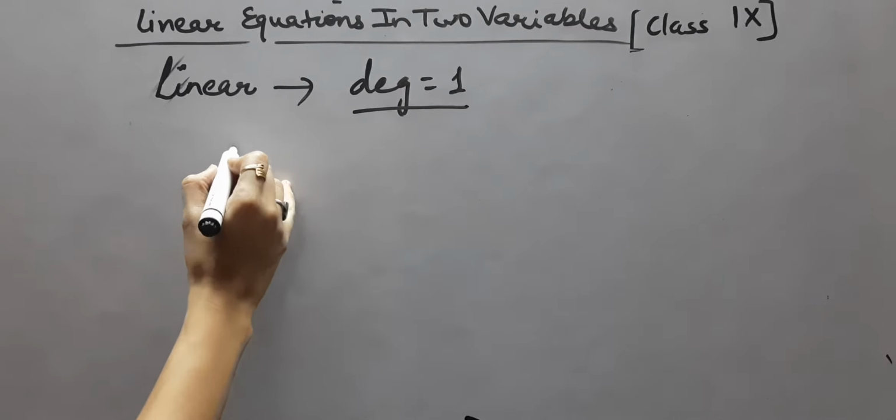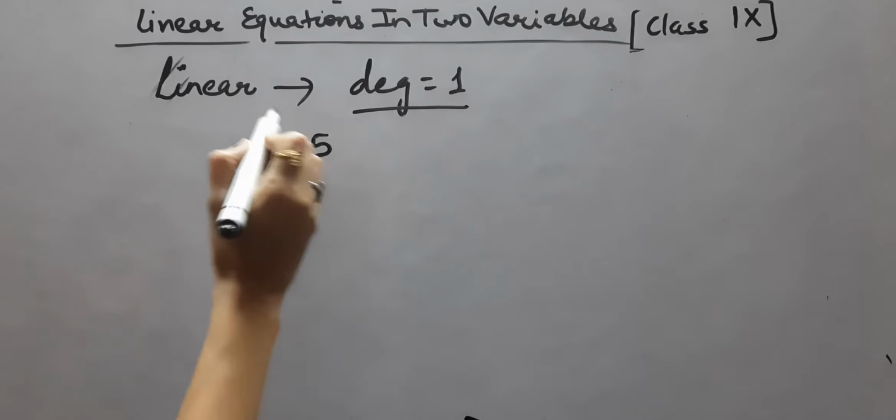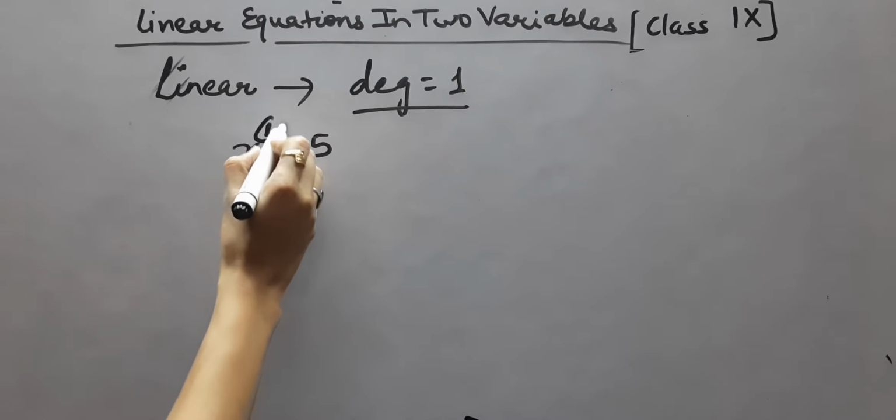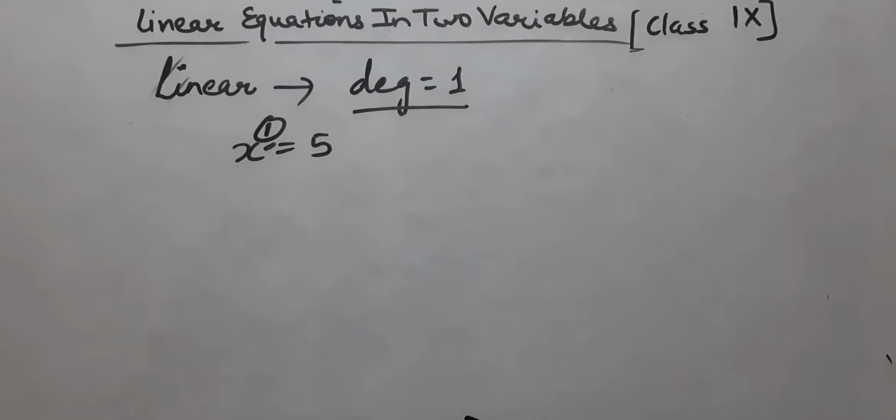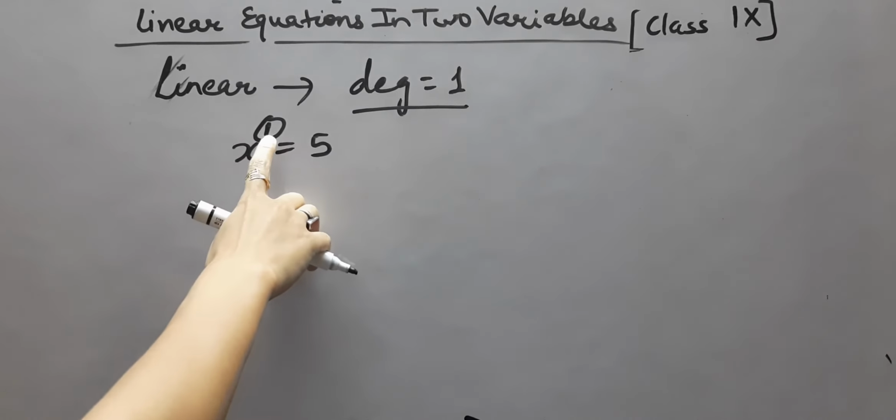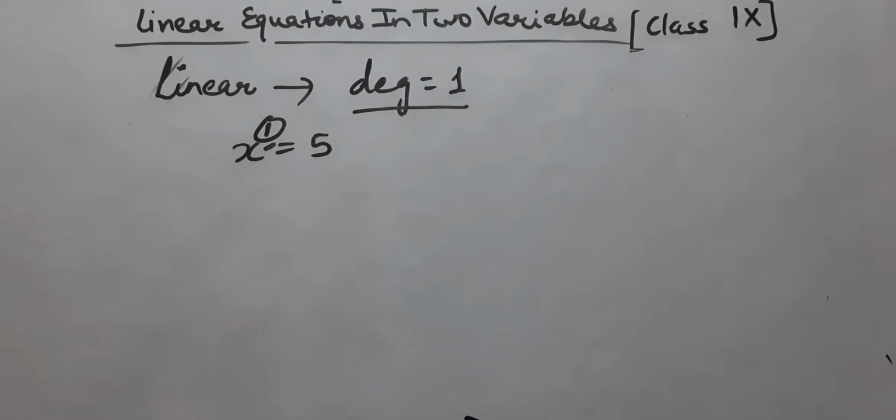Okay, suppose I am having x is equals to 5. So this is the degree 1, meaning the highest power. Okay, this is the power. So the highest power here is 1, so this is linear only. This equation is linear because the degree is 1.